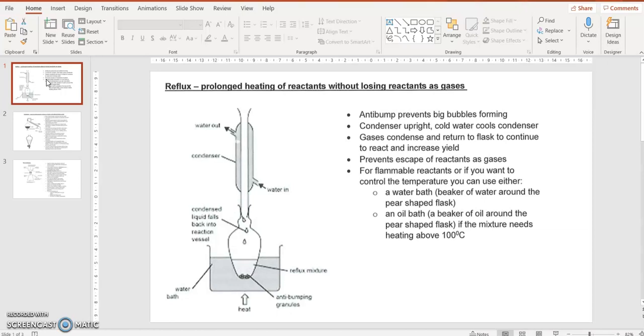And for flammable reactants, you'd use a water bath. You wouldn't heat it directly using a Bunsen burner. And if you want to get it additionally hot, so maybe you need to heat it up above 100 degrees C, then you could use something like an oil bath.